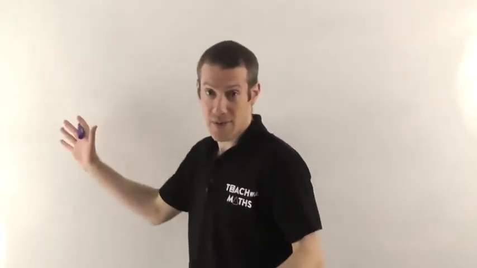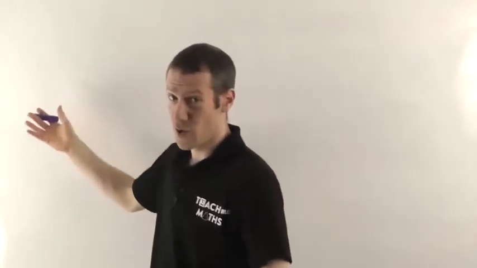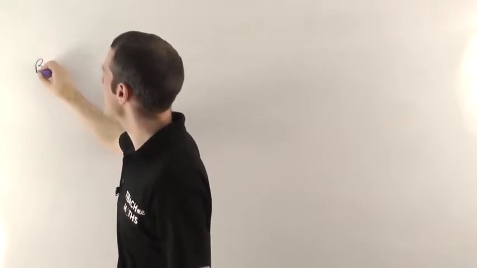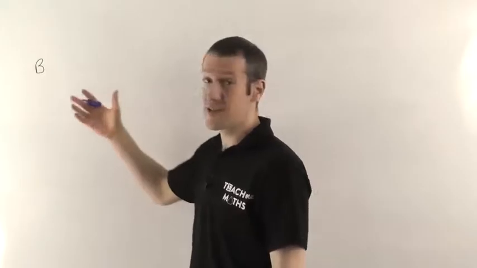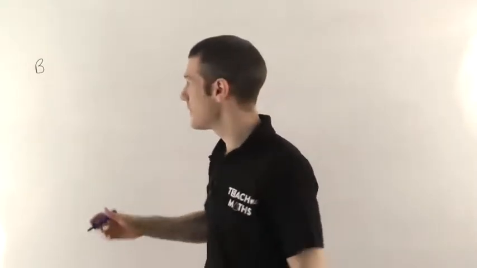But assuming you're happy with those two things, let me give you a quick reminder of what BODMAS is and how it works with normal numbers. Each of the letters stands for something, and it tells you the order in which you're supposed to do things. The B is brackets. If you've got any brackets, you work those out first.